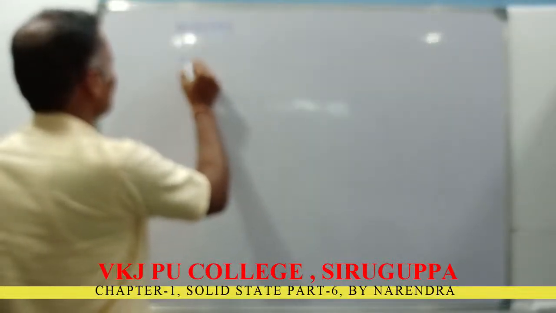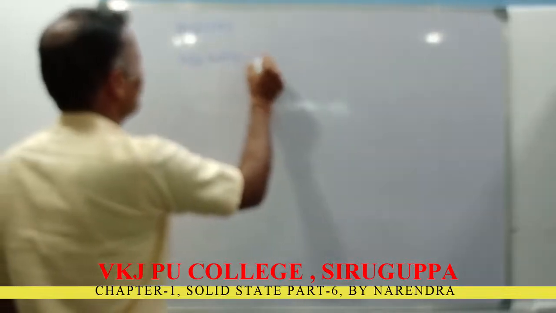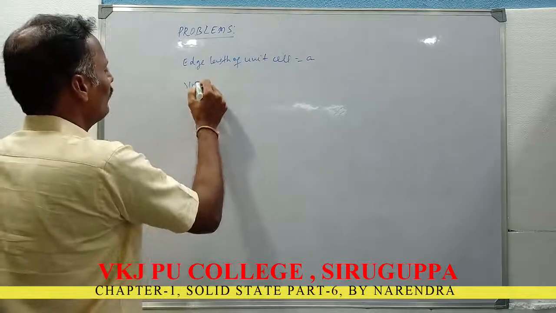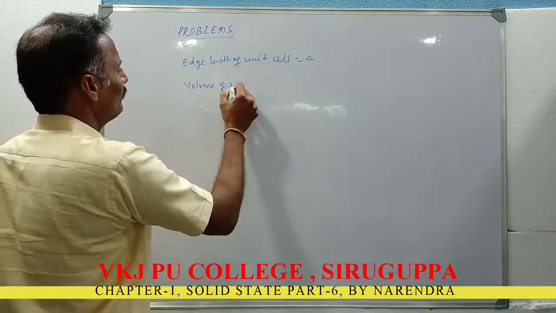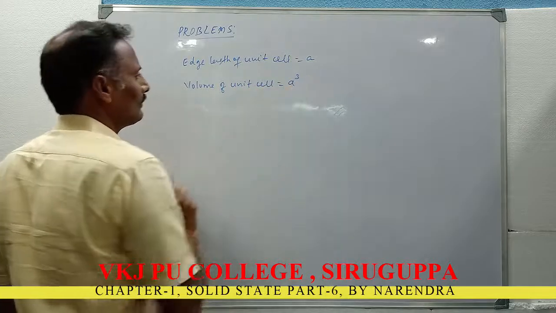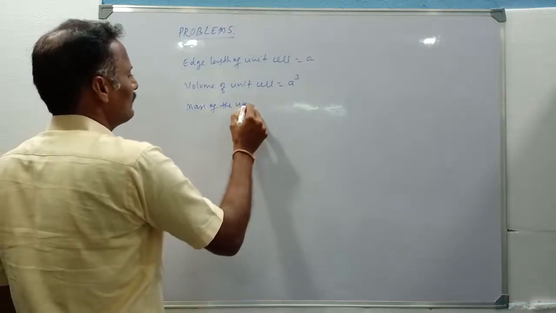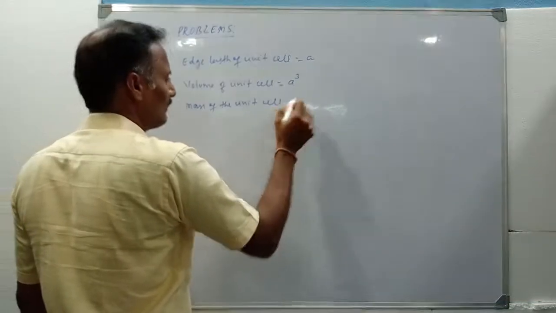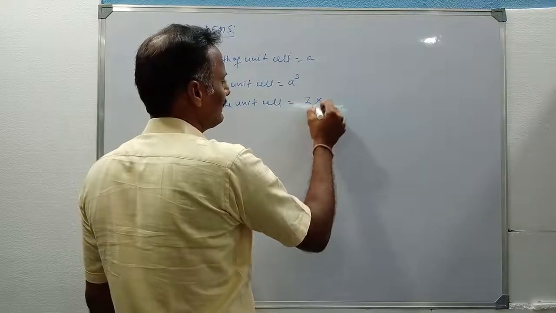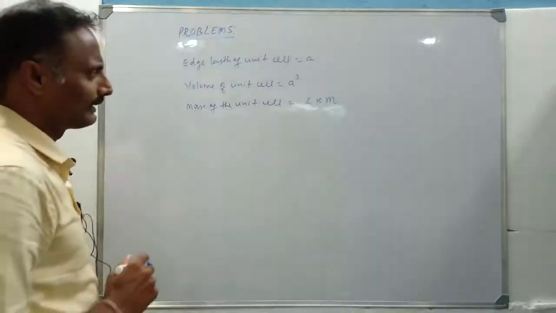Edge length of unit cell equal to a. Then volume of unit cell equal to a cube. Then mass of the unit cell is equal to the number of particles present per unit cell, that is Z, into the mass of each atom. It gives the mass of the unit cell.